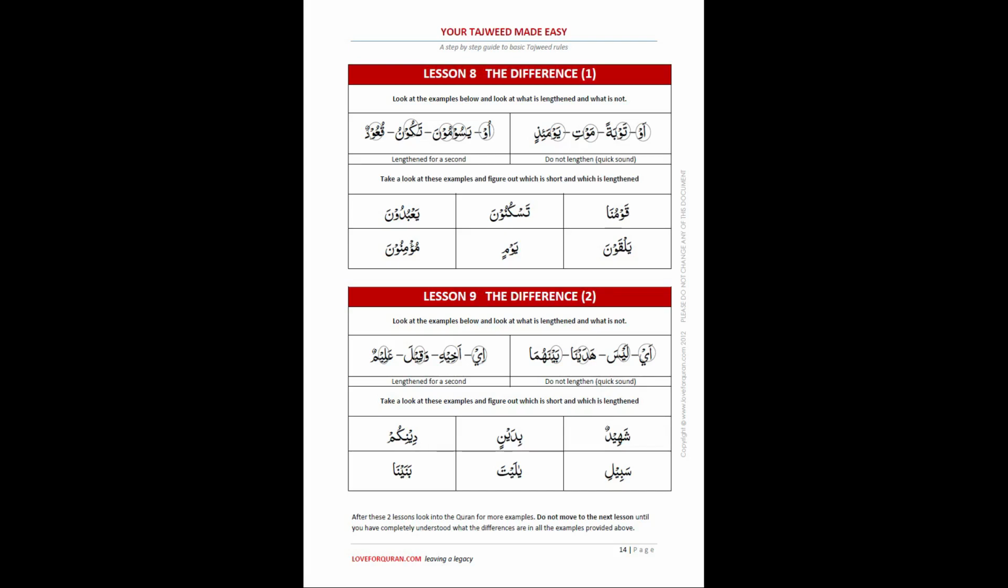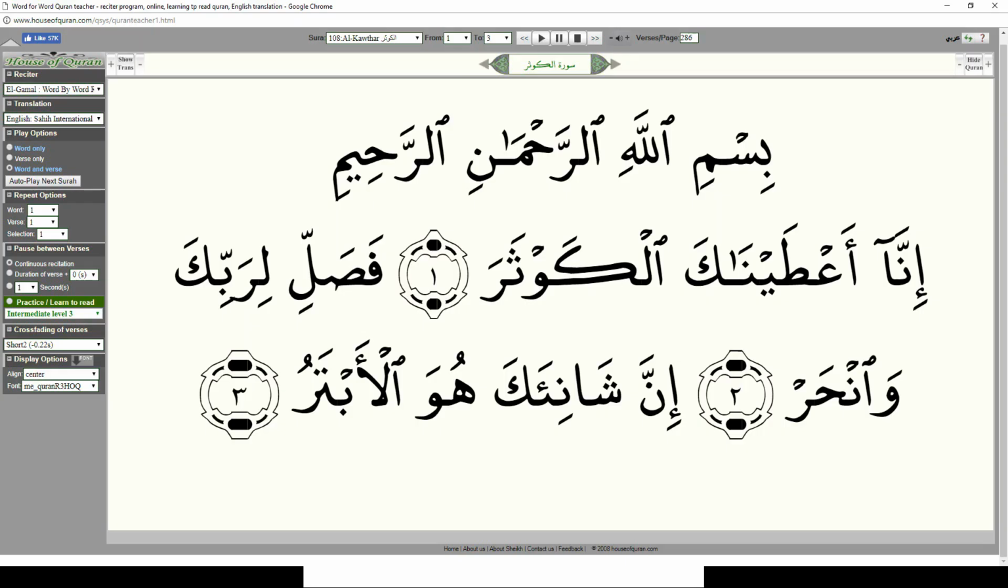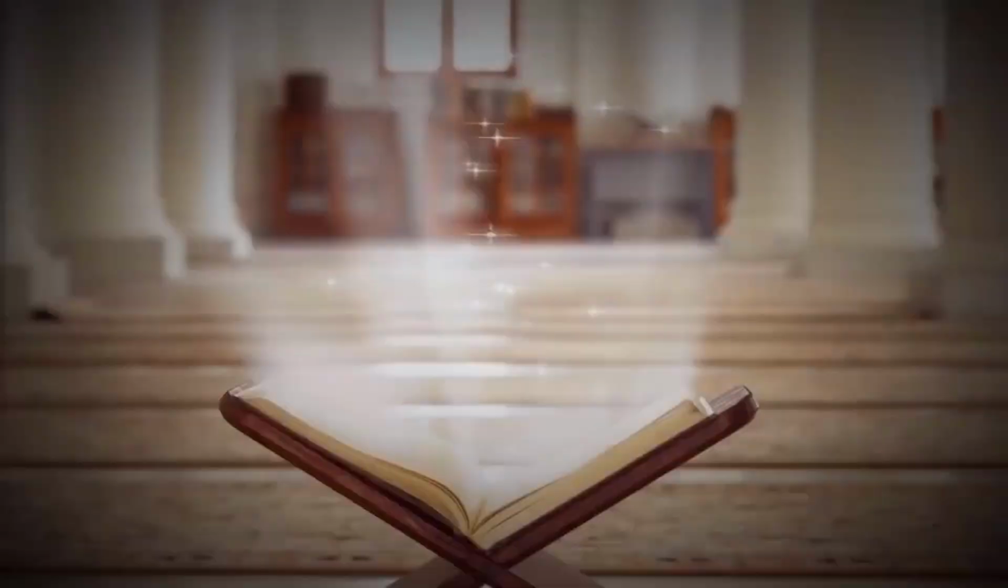Inshallah, today we will cover lesson 7 of our course, and in the PDF it will be lessons 8 and 9 on page 14, which is about the letters of Leen and their difference with long vowels or mad asli. And the surah to apply the rule will be Surah 108, Surah Al Kauthar.